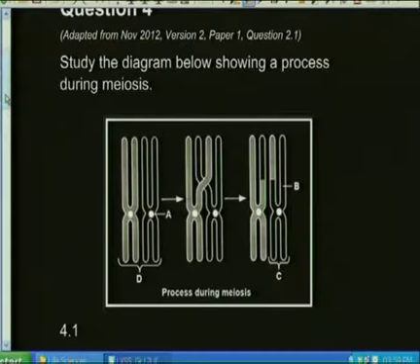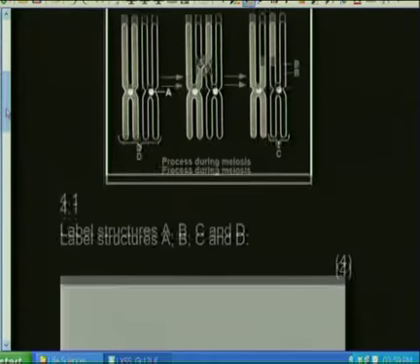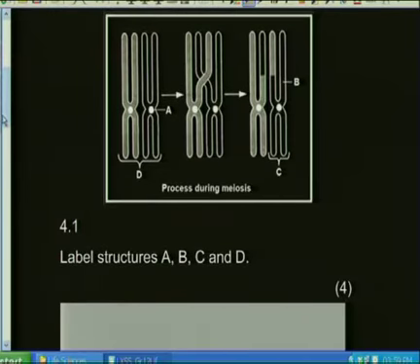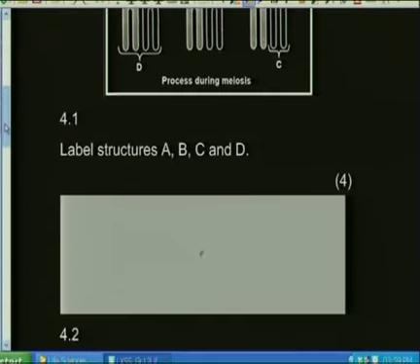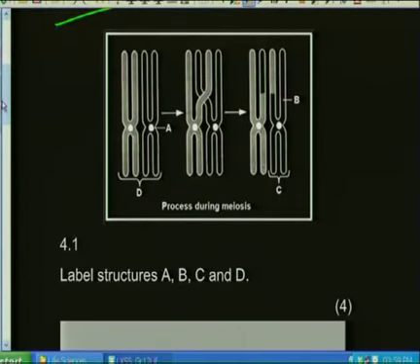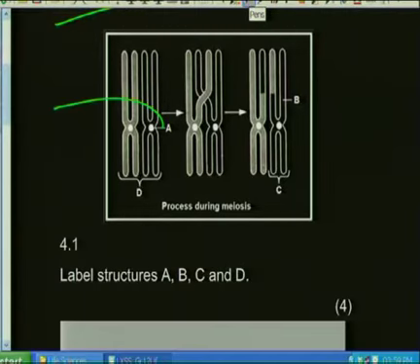Let's move on. Study the diagram below showing a process during meiosis. Now they're just talking of a process during meiosis. And there you have A, B, C, D. Notice it's labeled clockwise. And they're saying label structures A, B, C, D. Okay, I'm going to do it on the diagram and then we will open it. A would be easy. That would be centromere.